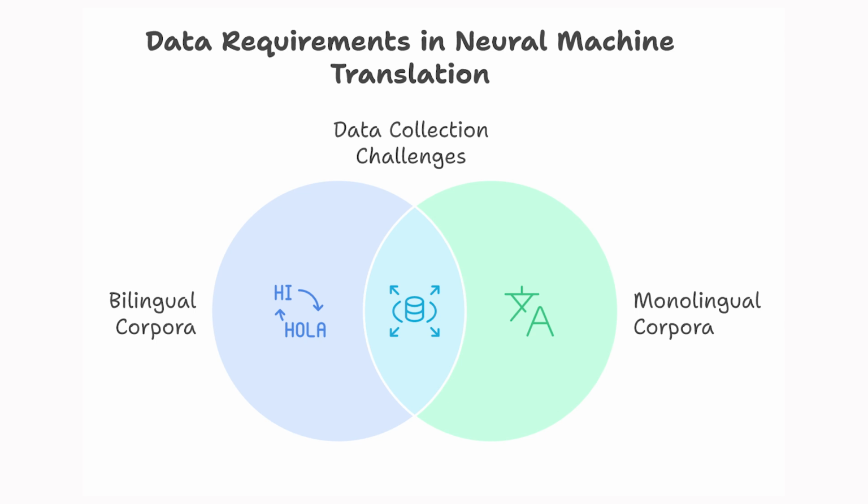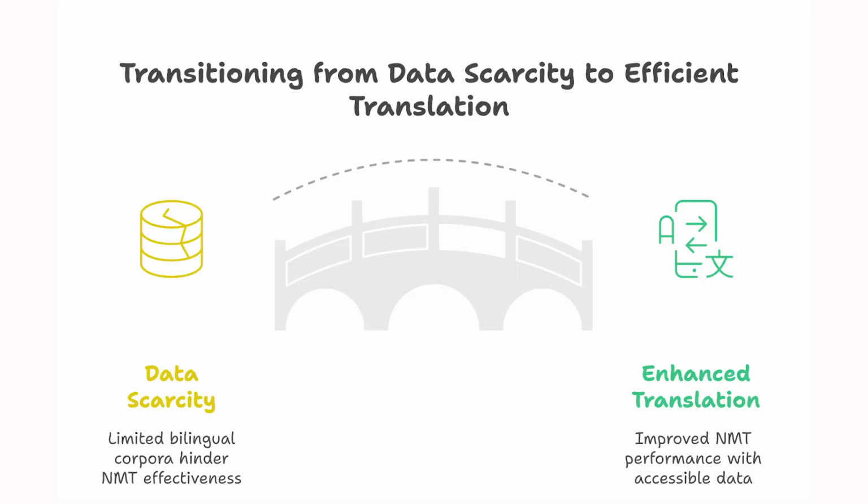Supervised learning algorithms in NMT have shown outstanding performance but perform well only if there is a large amount of bilingual corpus. Now, NMT models are incredibly powerful, but they have a big appetite for data. They need massive amounts of paired examples, sentences in one language alongside their accurate translations in another. The problem? These bilingual corpora are expensive and time-consuming to create, especially for less common language pairs. Imagine trying to train a translator for English and Klingon. Good luck finding enough training data.